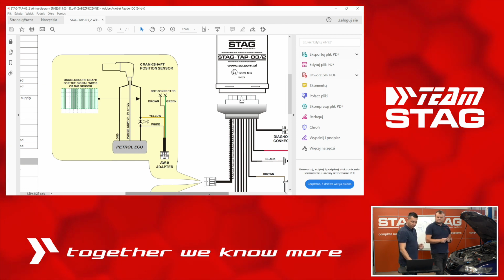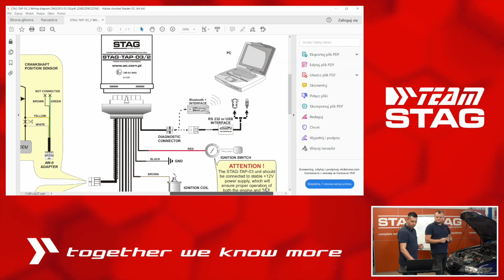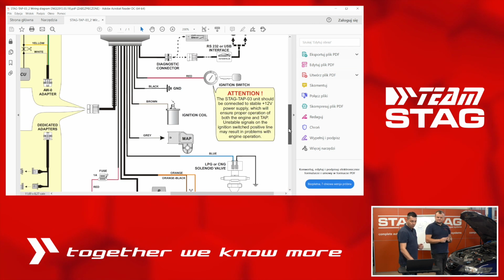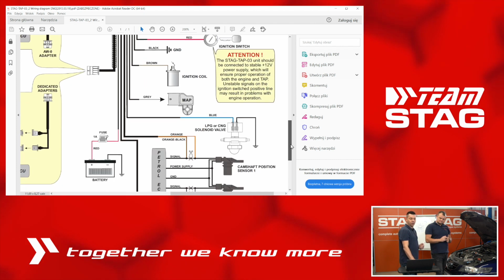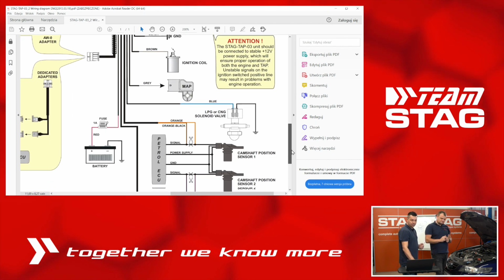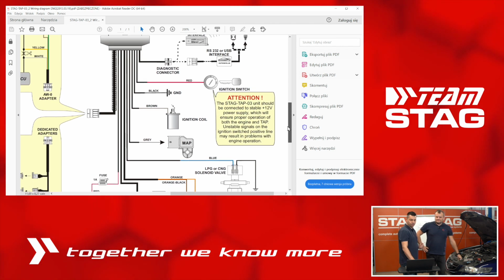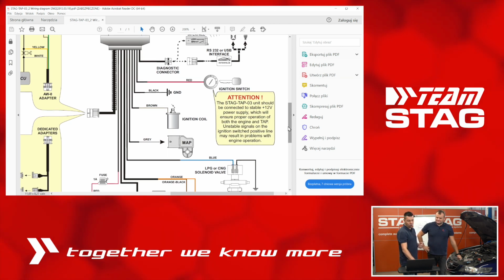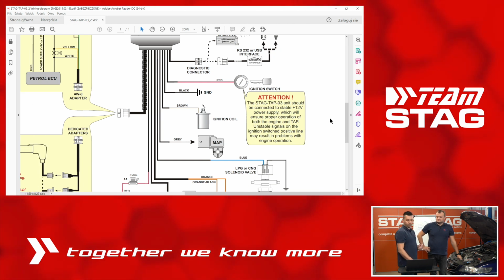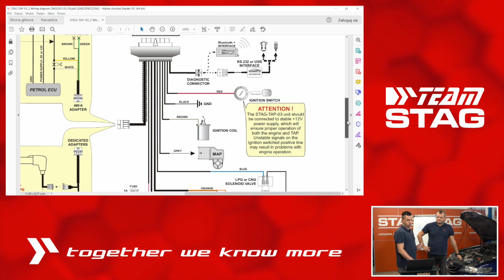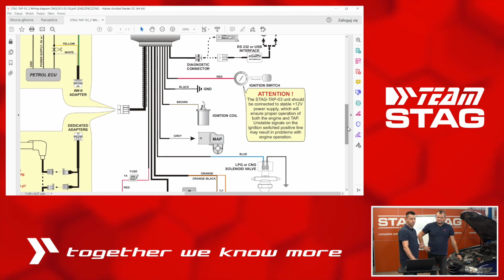Just a few sentences about the other connections that you can see in the wiring diagram. As you can see, there are more cables to connect, but you have to remember that not all the cables are necessary for the TAP to work well. Of course, the red cable, the black cable and the blue one are mandatory, but there are some optional wirings like the brown one or the gray one. Yes, that's right.